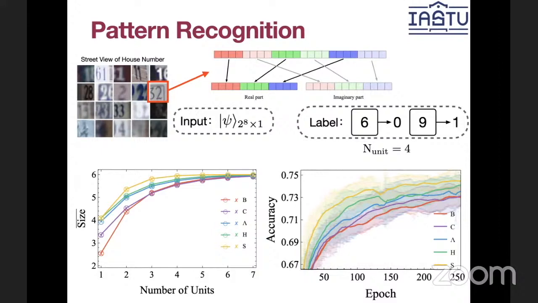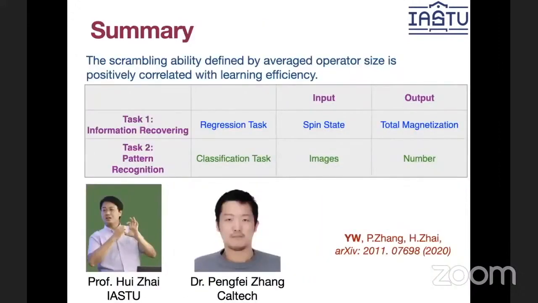To summarize, in this work we propose a scrambling ability defined by the average operator size, and this average operator size is positively correlated with the learning efficiency. From these two machine learning tasks, we verified this conjecture.